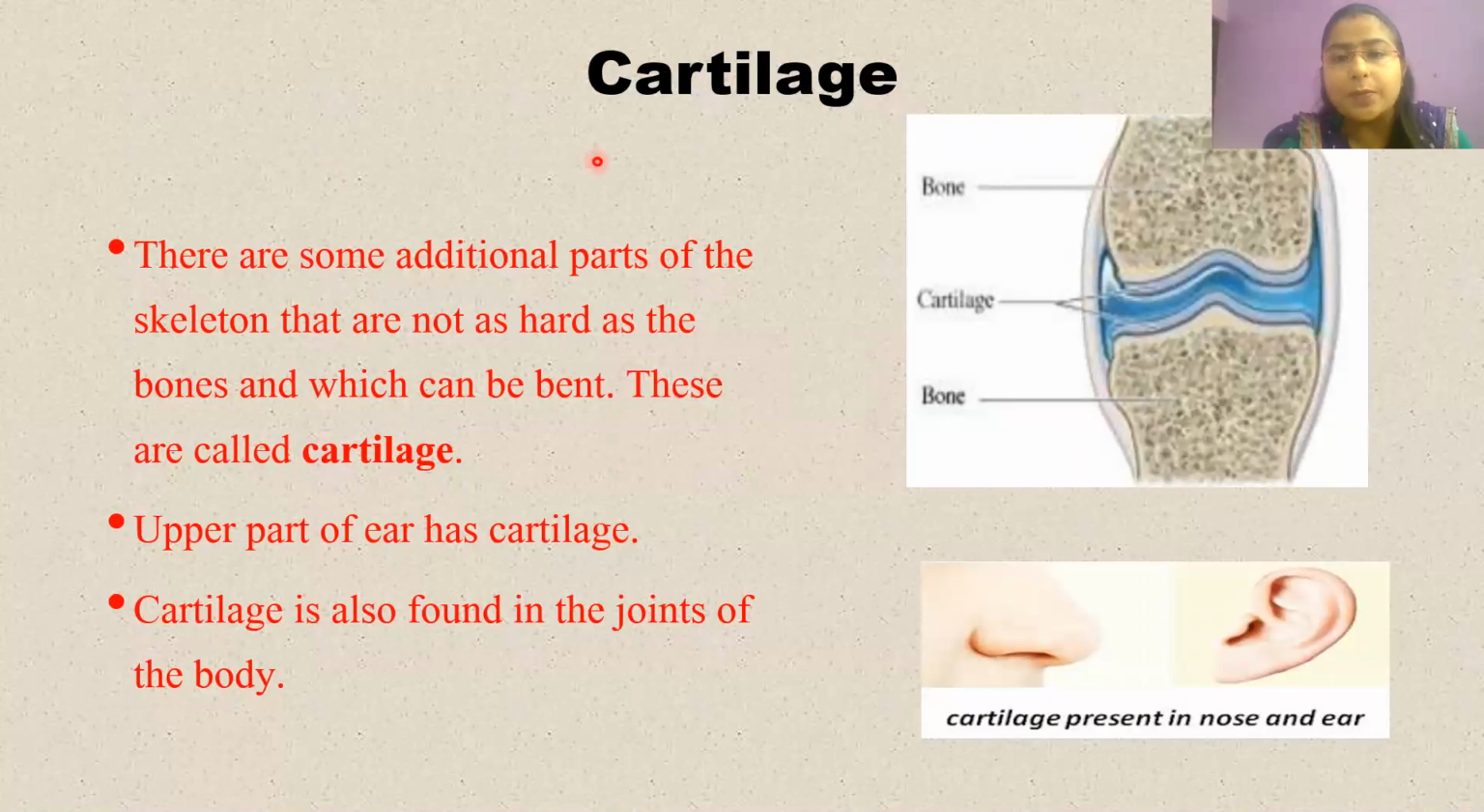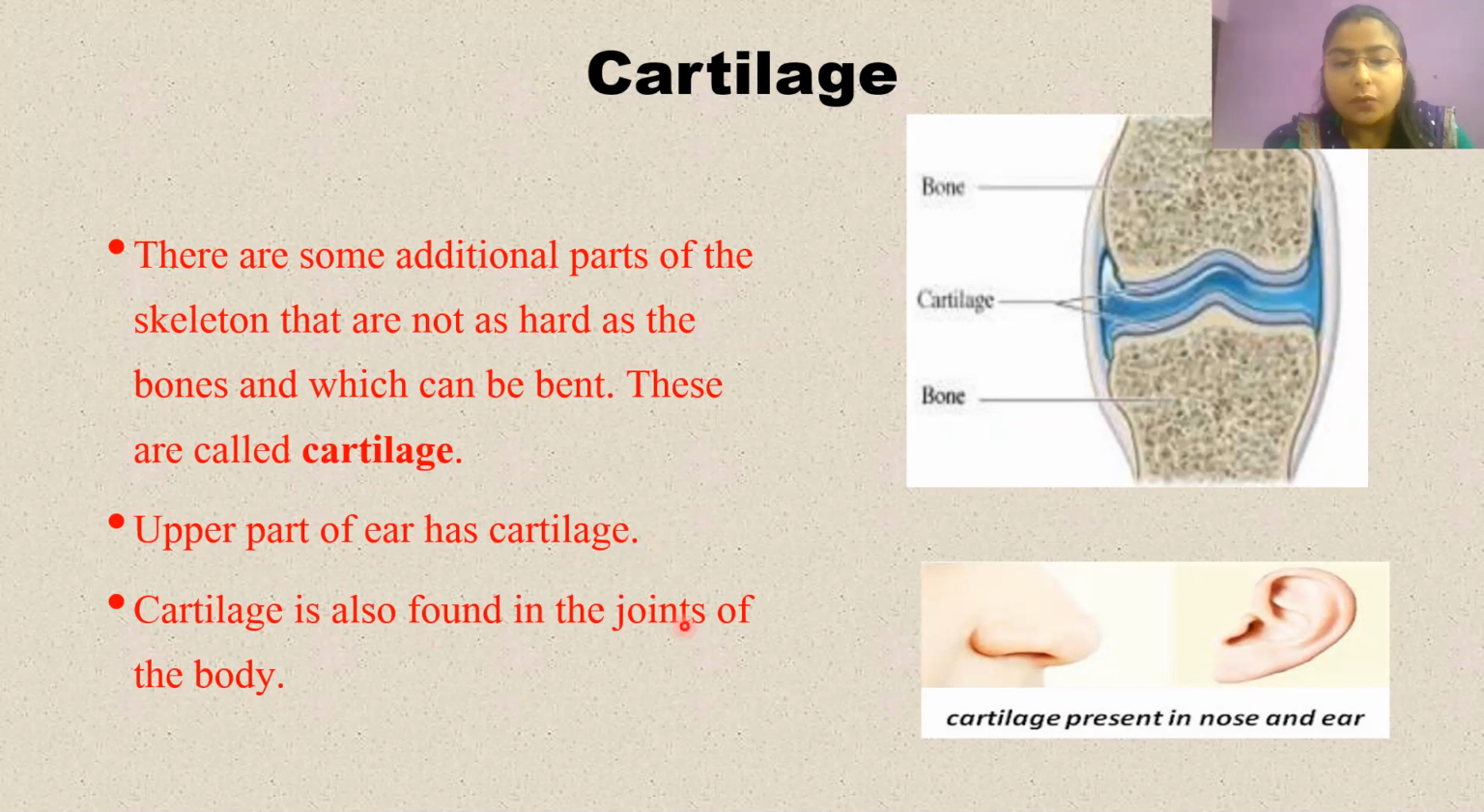Now the next part is cartilage. Skeleton is also made up of cartilage. There are some additional parts of the skeleton that are not as hard as the bones. Till now we were studying bones, like the skull. But this is a cartilage. Cartilage is not as hard as the bone and it can be easily bent. These are called cartilage. Upper part of the ear has cartilage.